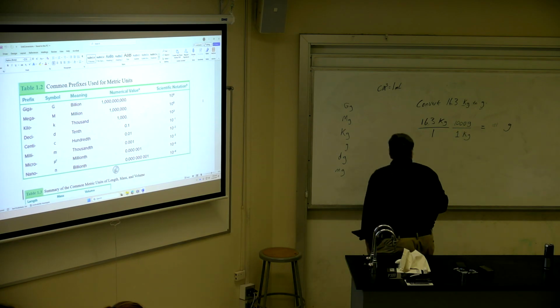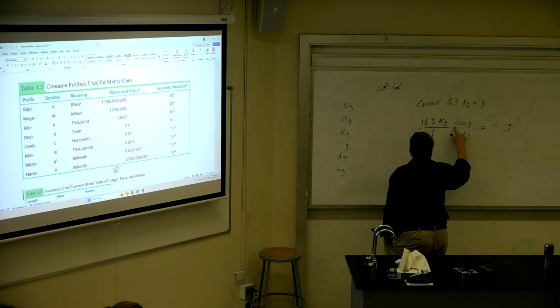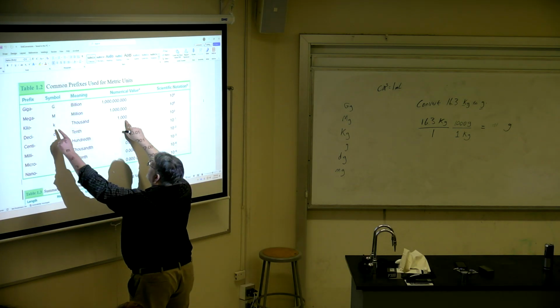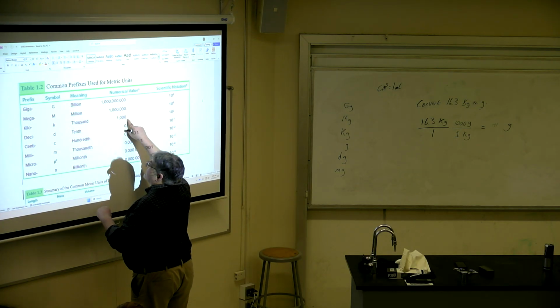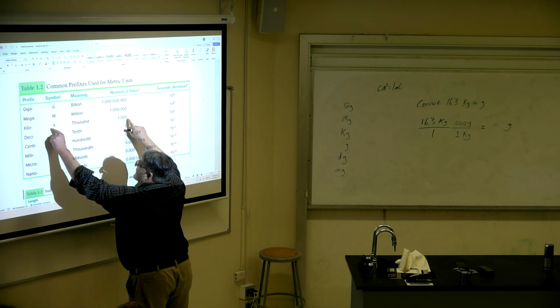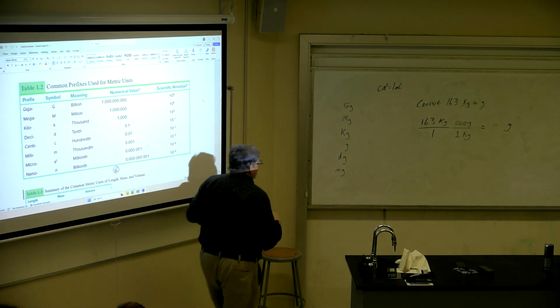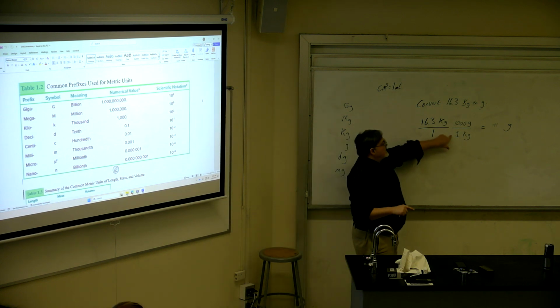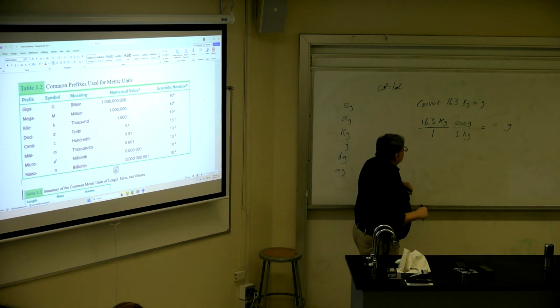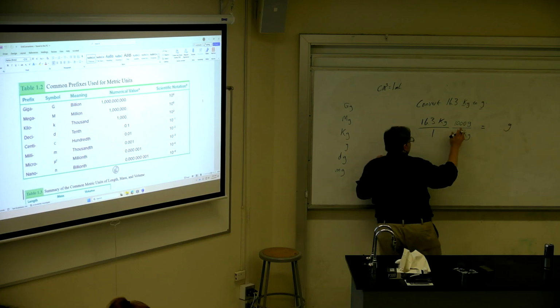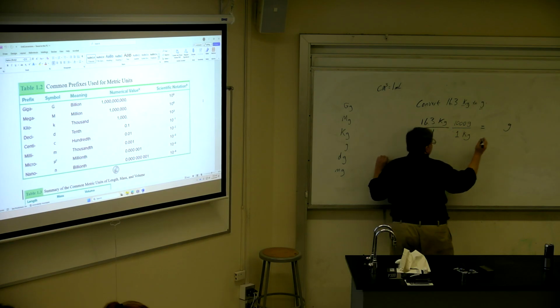But if you're using that chart, this number, the 1,000 next to kilo, that's how many grams there are in 1 kilogram. So the 1 is here, and the grams goes here. So 1 kilogram is 1,000 grams. If I calculated this out, I could do this in a calculator, but the 1,000 just moves the decimal 3 places.